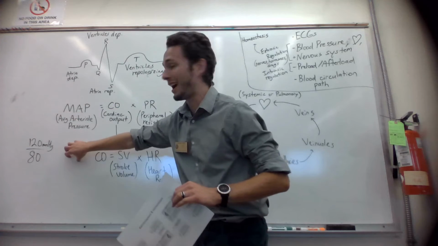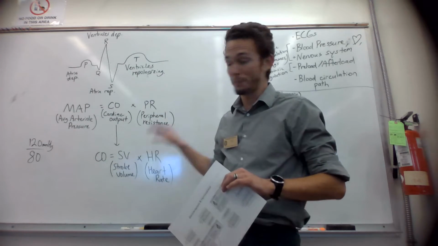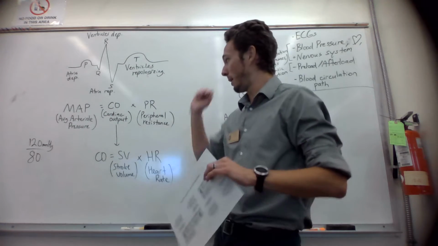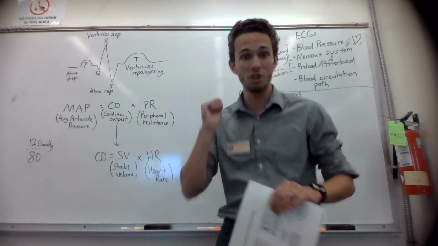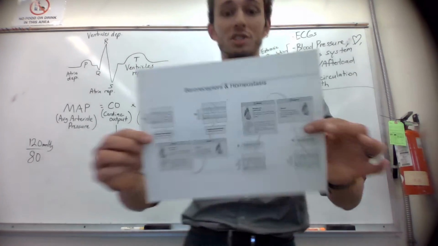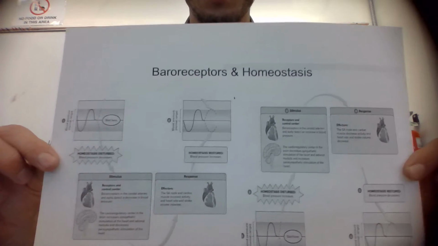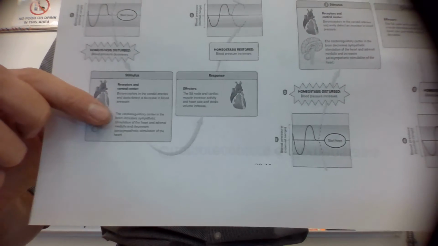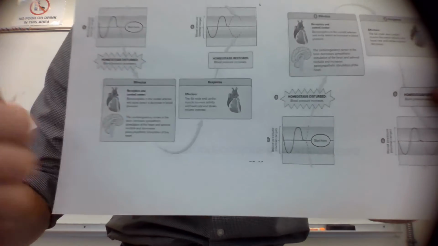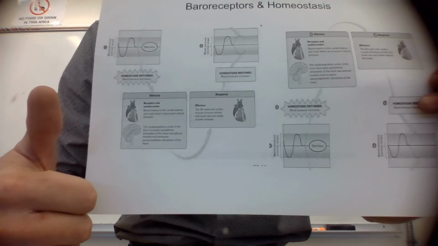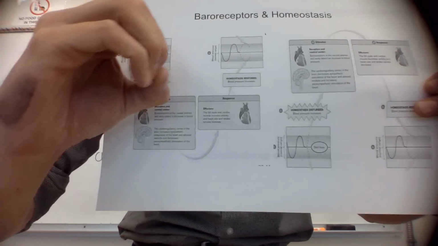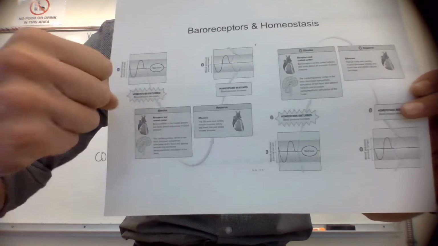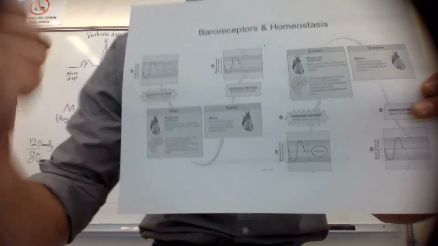So this guy's going down, that means that this has dropped, so we need to ramp this guy up. We need to bump up either the cardiac output or the resistance. So what does it do? Your sympathetic nervous system will be stimulated. It will release some epinephrine and norepinephrine, which will vasoconstrict smooth muscles in your arteries, narrowing the hole, increasing peripheral resistance, and your heart will actually contract a little faster.